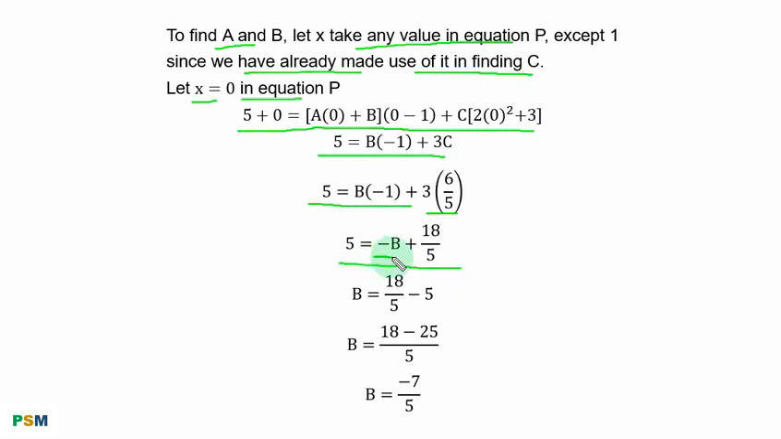Transfer minus B to the left, it becomes positive. Transfer 5 to the right, it becomes negative. You can write this as over 1. You find the LCM and simplify. You have these results. Therefore, B is equal to minus 7 over 5.